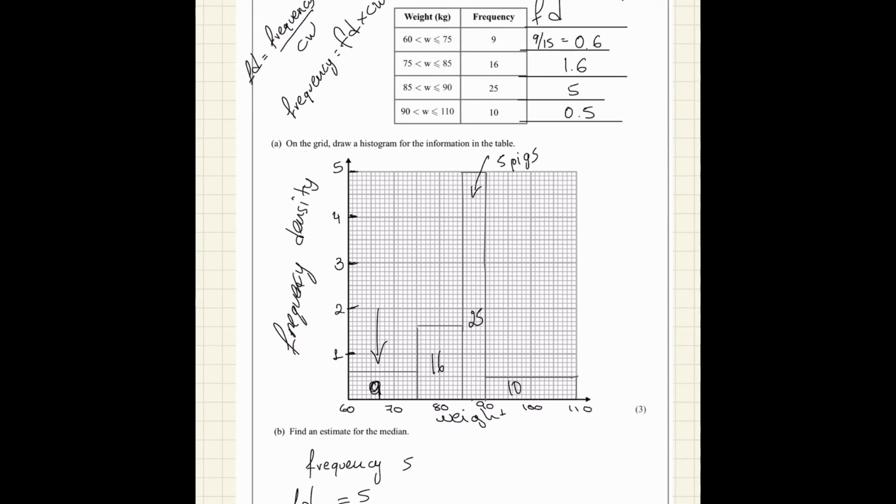So the class width would be worked out as frequency over frequency density. The frequency is 5, the frequency density happens to also be 5, so the class width is 1. So we need to work out how much more. If here is the number 85, I need to add an extra 1. So therefore the median will be 86 kg. This is why we're using this, in order to add it to where the class actually started.